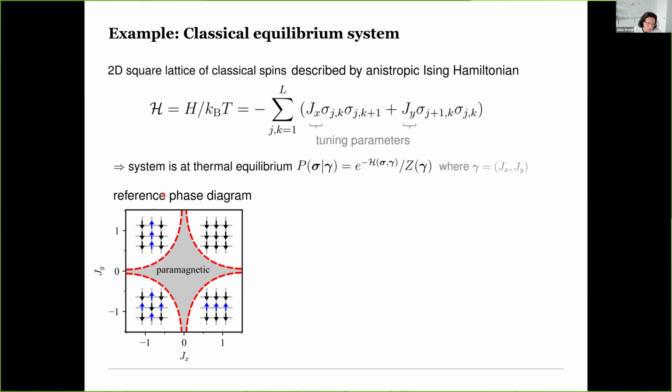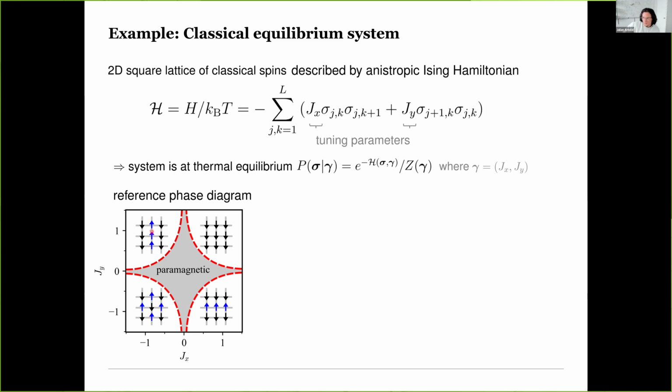And on the bottom left, you see the reference phase diagram. So we have sort of two phases. We have a paramagnetic phase, so a disordered phase for low values of Jx and Jy, and four distinct orderings, which all belong to an ordered phase. And here you see depicted the ordering of the particular ground state that dominates in that region.